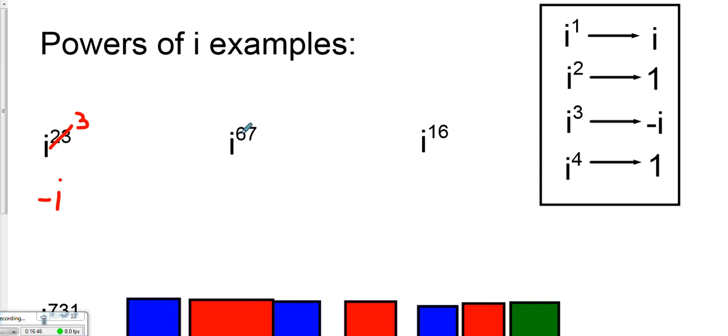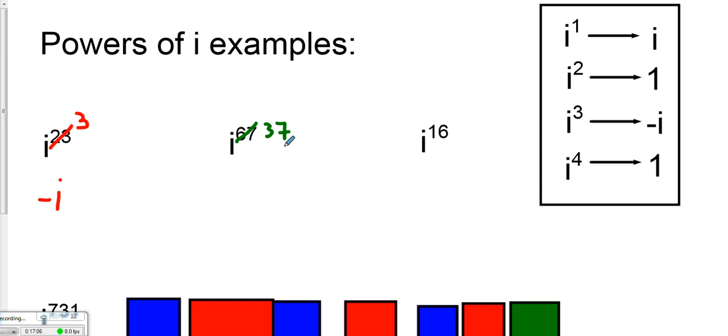Let's try i to the 67. Again, think about all the 4's that you can take out. Obviously, we can take out 40, so I'm going to call this 37. Now, if you could go even higher, go ahead and simplify it even more. I just took out 40 because that one is pretty obvious.